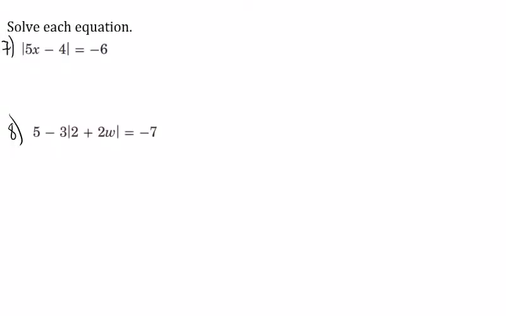All right, here's another couple examples. So number 7. This is a tricky one because we have an absolute value equation. So we would think, okay, well, 5x minus 4 equals -6, or 5x minus 4 equals +6. So we could just break it up. The difference is, though, that we have absolute value here equals -6.